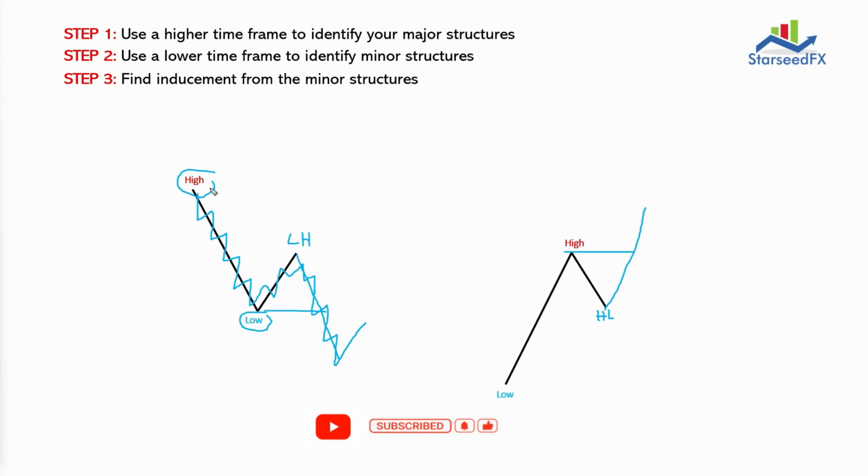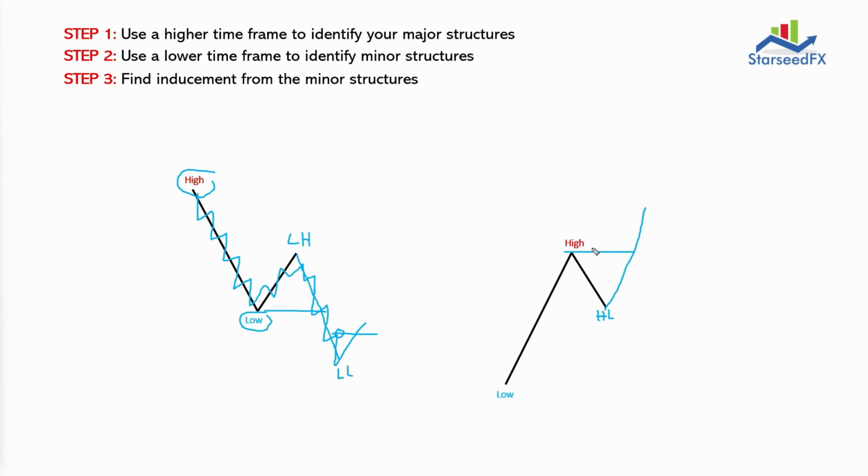Step 3. Identify the inducement by looking for a pullback in the minor structure. If the major structure breaks the low, you want to see a small pullback to the upside in the minor structure. You want to see that the pullback is breached because that confirms a lower low in the big structure. If it doesn't break, wait for another pullback until it is breached.